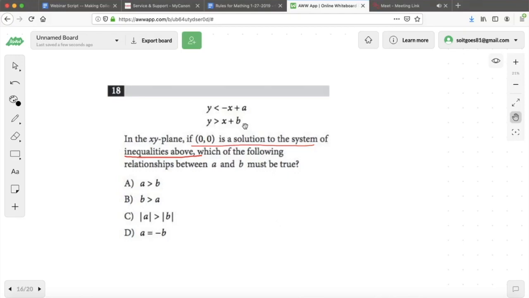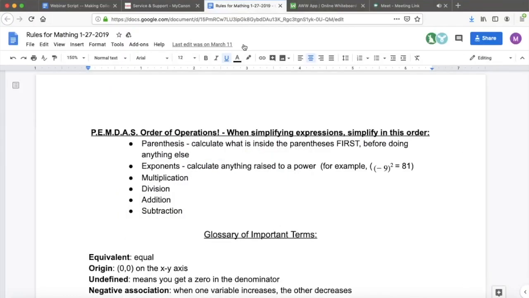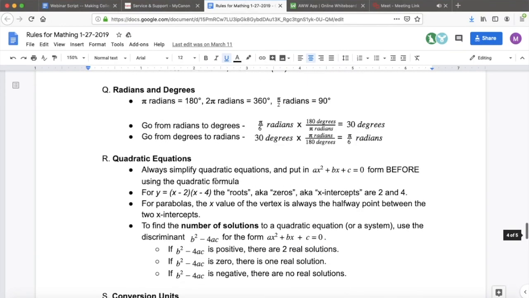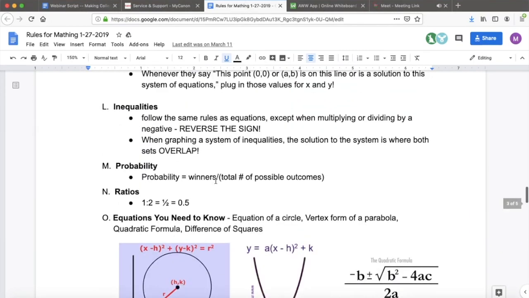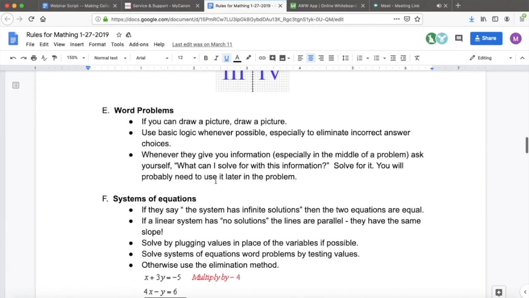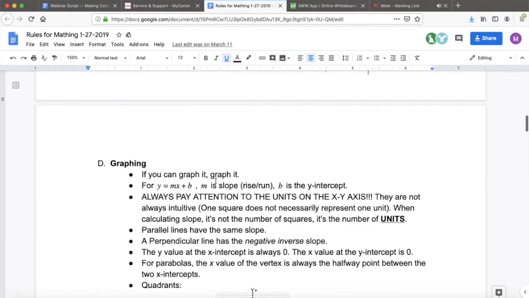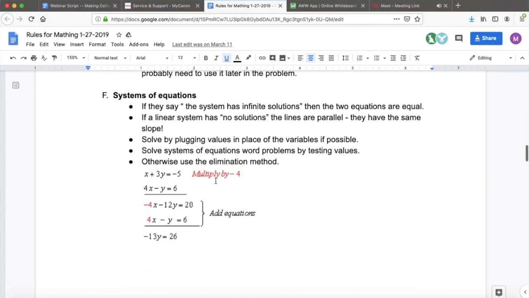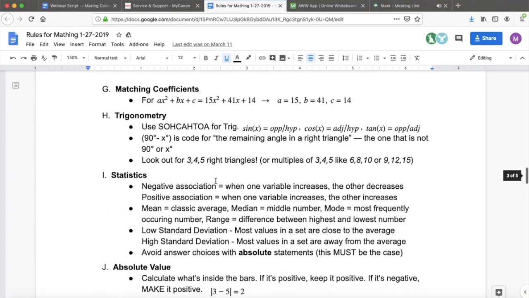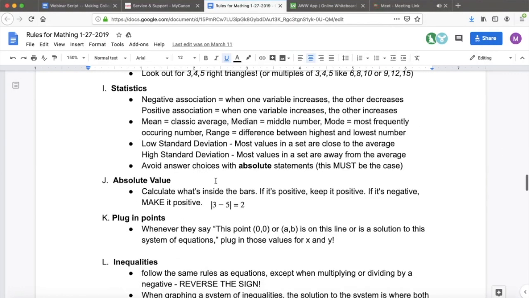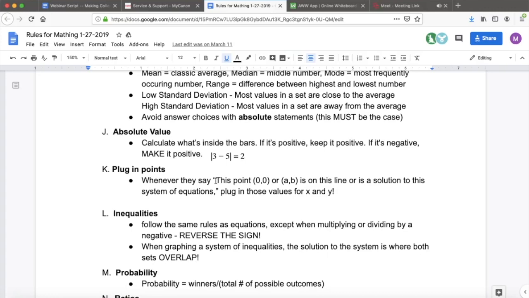I need you to look at the rules for mathing real quick. I'll bring them up. And this is something that pops up on every SAT, generally on multiple questions. This is basic concept K. And by the way, when you're prepping for the SAT, you have access to the rules for mathing. Study this because there are some concepts here that we just don't have time to go over, that are not really within the scope of this course.